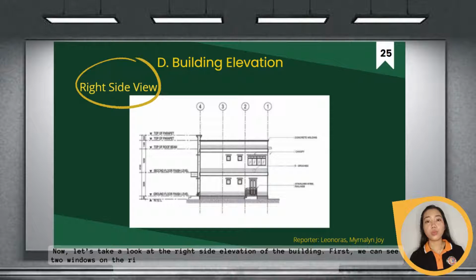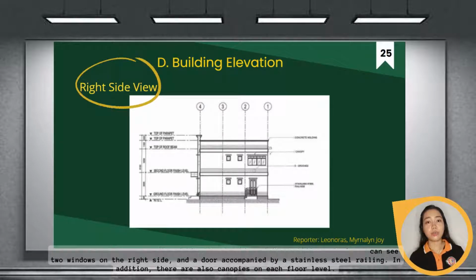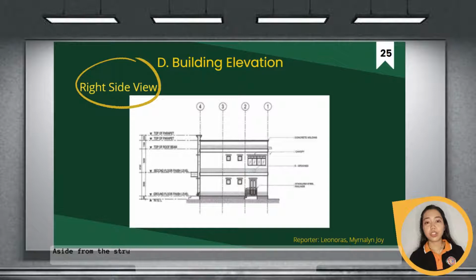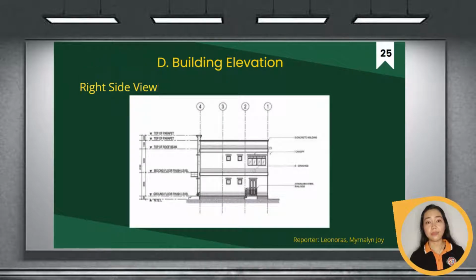First, we can see 2 windows on the right side and a door accompanied by a stainless steel railing. In addition, there are also canopies on each floor level. Aside from the structure's design, I will now discuss the measurements of each floor. Starting from the ground floor to the second floor level, the measurement is 3,000 millimeters. If converted to meters, would be 3 meters.